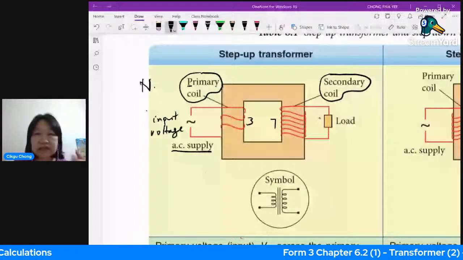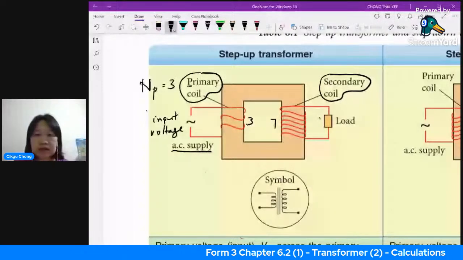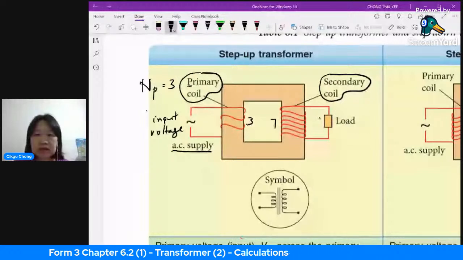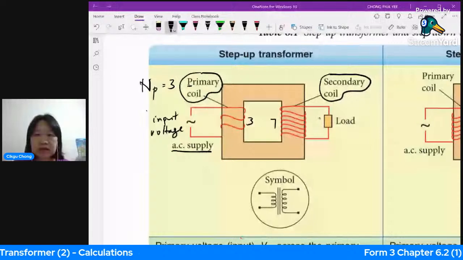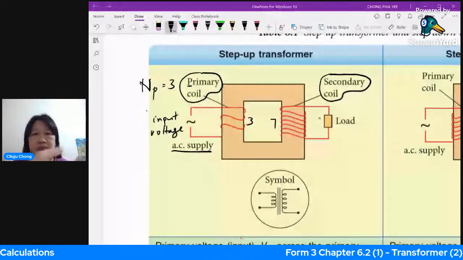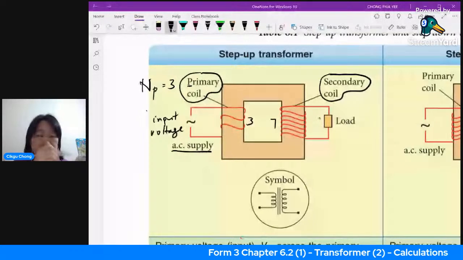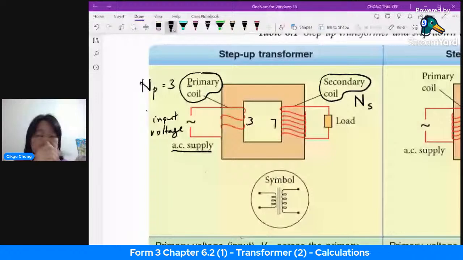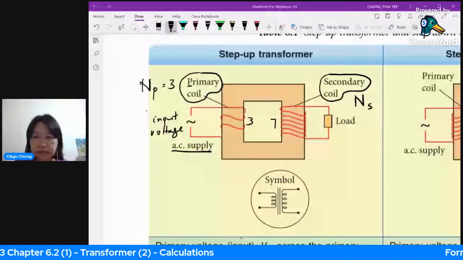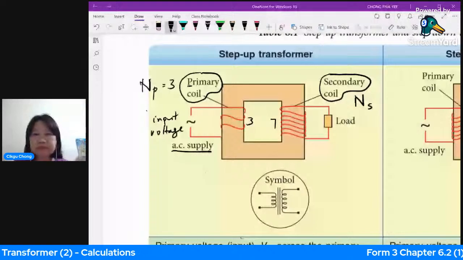On this side is the secondary coil. What is the number of the secondary coil? Numbers are always represented by N, and then S, written smaller on the lower side. So this is NS, which stands for the secondary coil. So you have both sides, the primary coil and the secondary coil, the number.